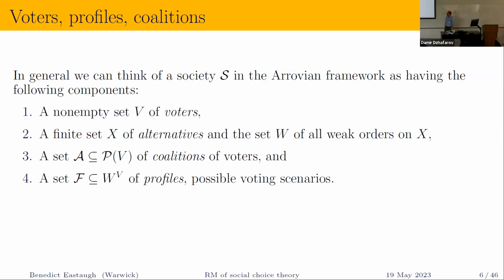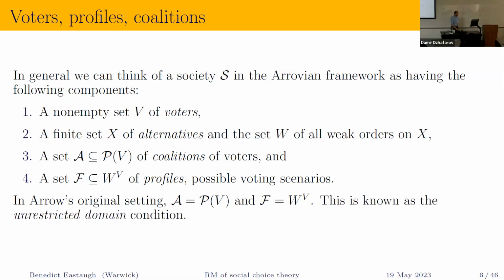And then we have a set of profiles. I always found this word profile slightly confusing, but basically it just means a voting scenario. There might be a scenario in which I prefer X to Y, and some other scenario where I prefer Y to X. Arrow's idea was to just consider all possible voting scenarios. It's this notion of unrestricted domain. So in the original setting, you can think about the algebra A as just being the power set of V, and the set of profiles F as just being the set of all functions from voters into weak orders. This is called the unrestricted domain condition.